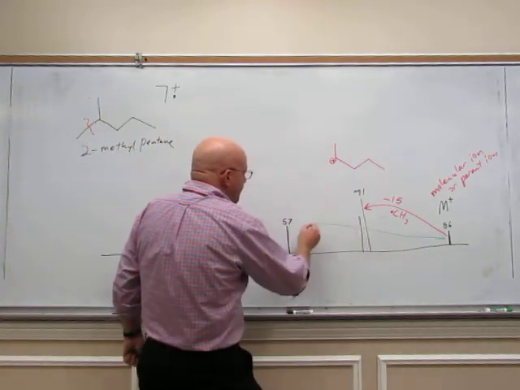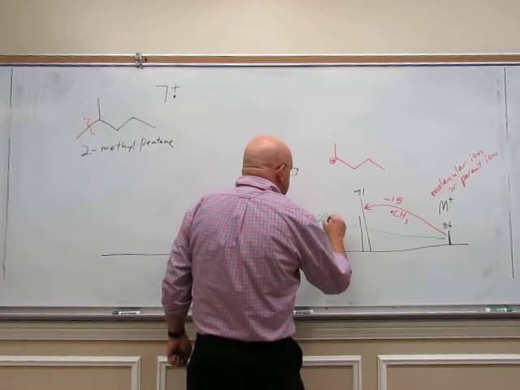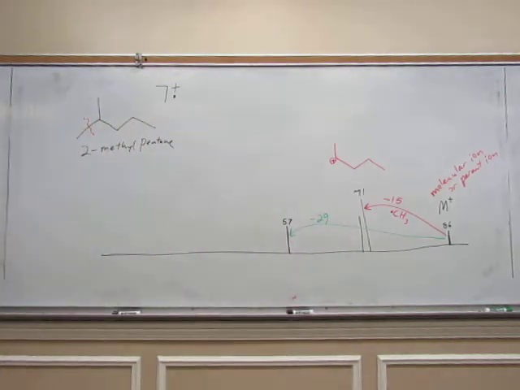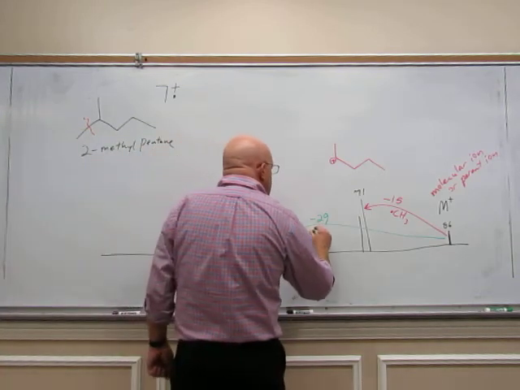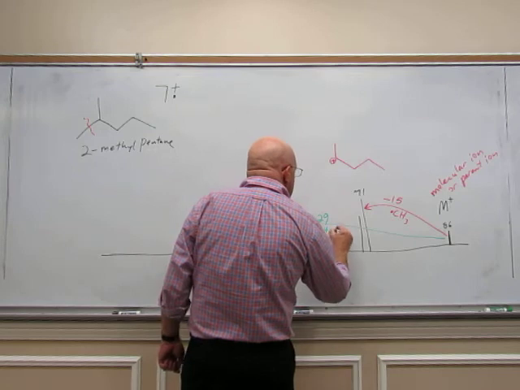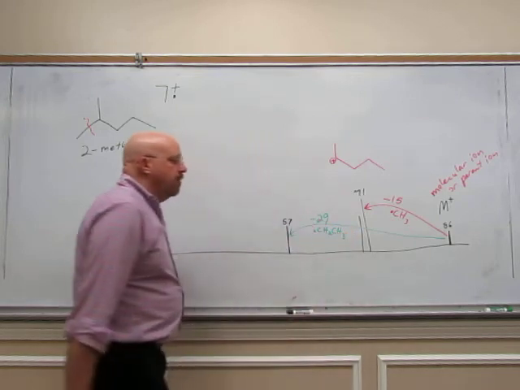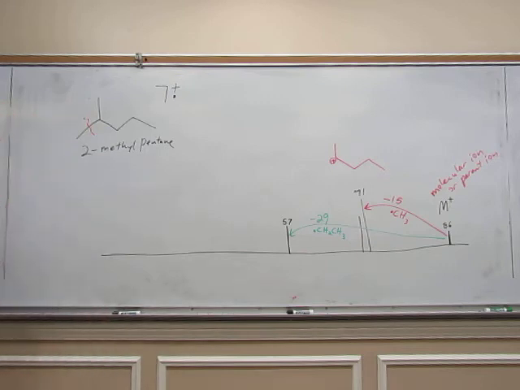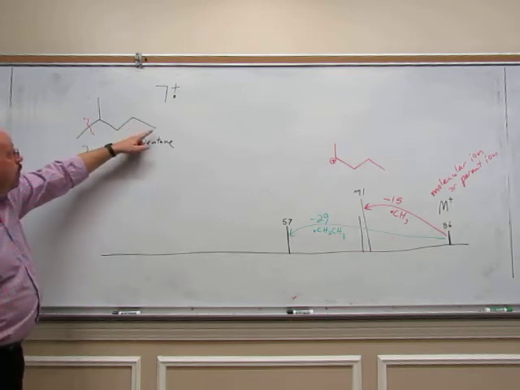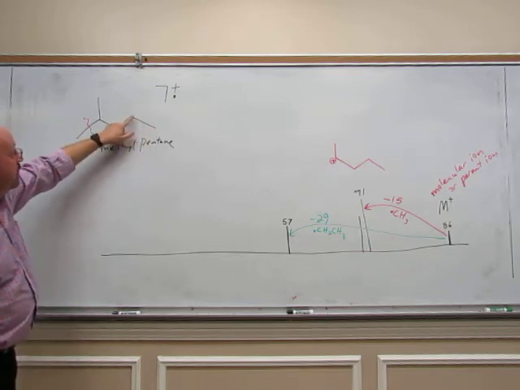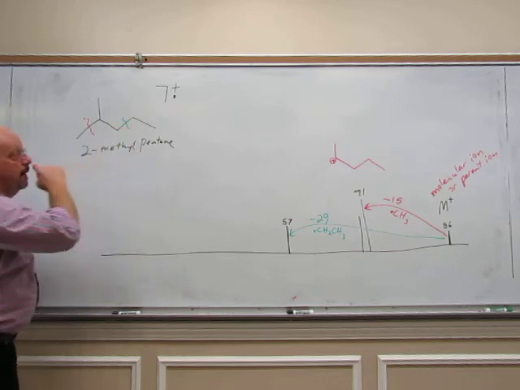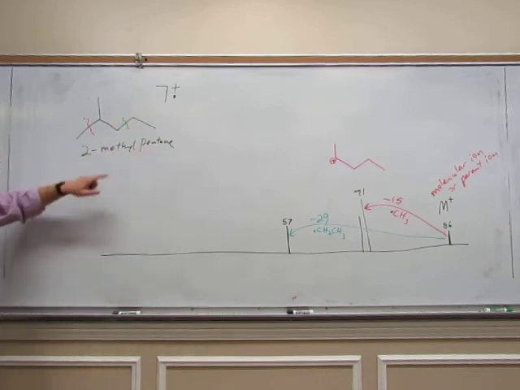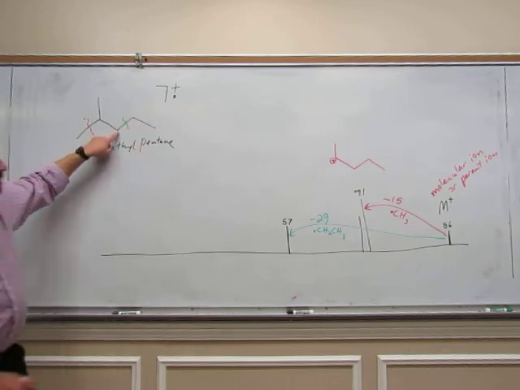So from the 86 down to 57, I've lost 29 mass units. We know what 29 is. That's an ethyl radical. So I lost an ethyl radical. The peak at 57, now, where do we lose an ethyl group? Right here is the only place we could get the ethyl. CH3, CH2, and then break. Then you lose an ethyl radical. So the peak at 57, the cation would have to be here.